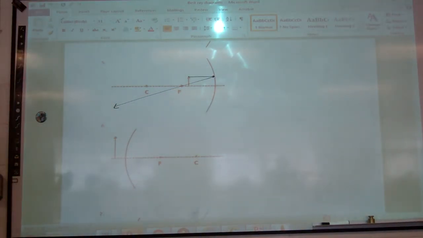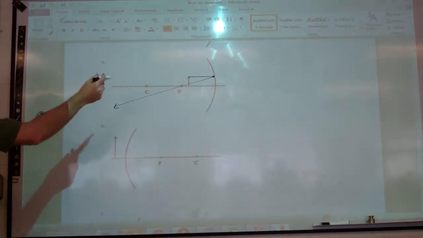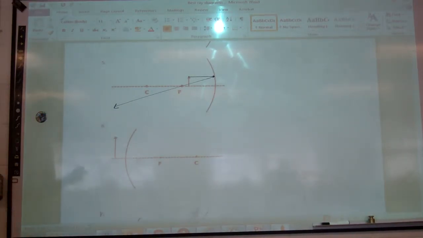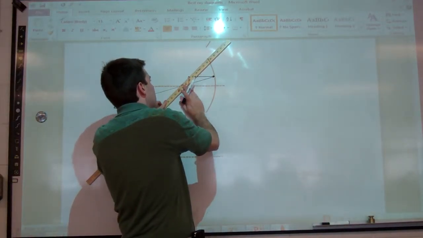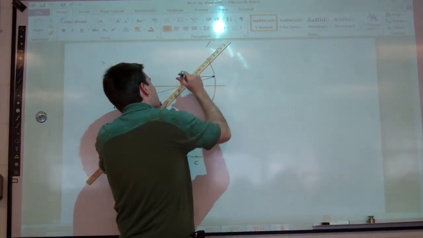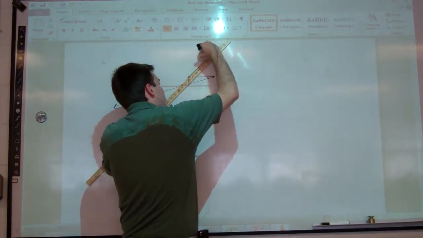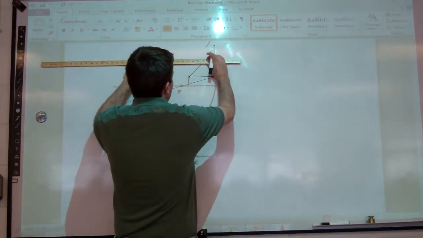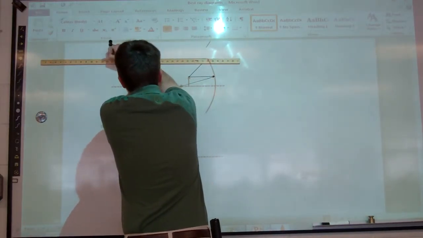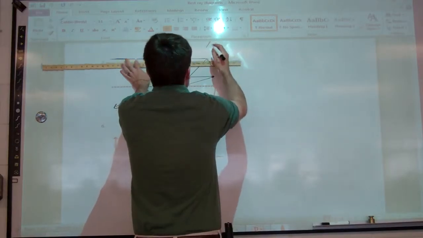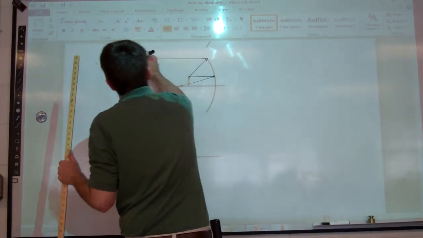We can't go through the focal point and parallel again because we're going backwards. So we act like it's coming from the focal point. We start like this, line up the ruler on the focal point and on the arrow, and go from the arrow up to the mirror and back parallel that way. So that's that.